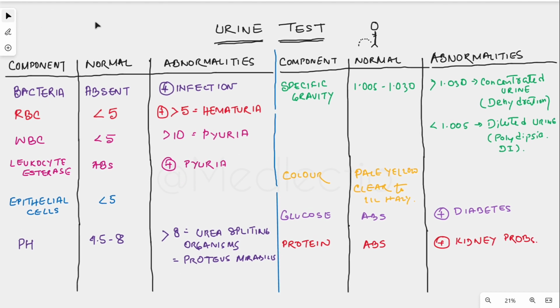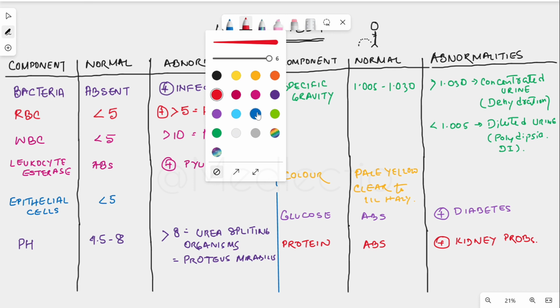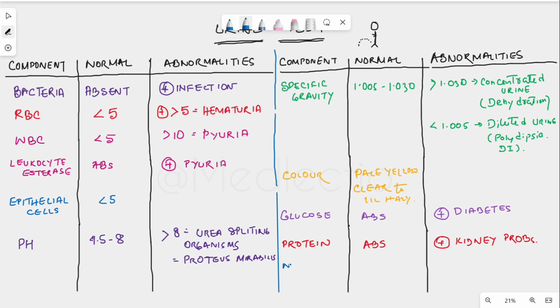So this is the chart. You all need to remember these things by heart for exams and for your clinical practice. And we left one thing, that is nitrite, normally absent. If it is present, it also indicates bacteria.